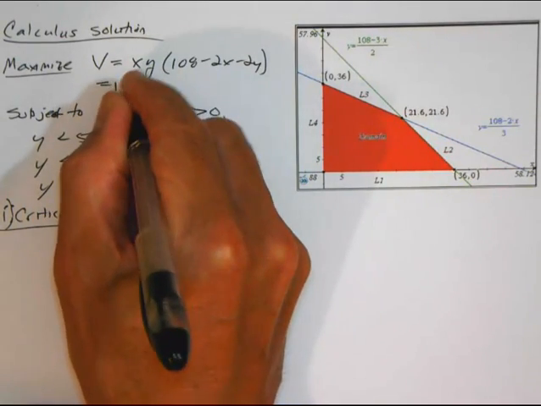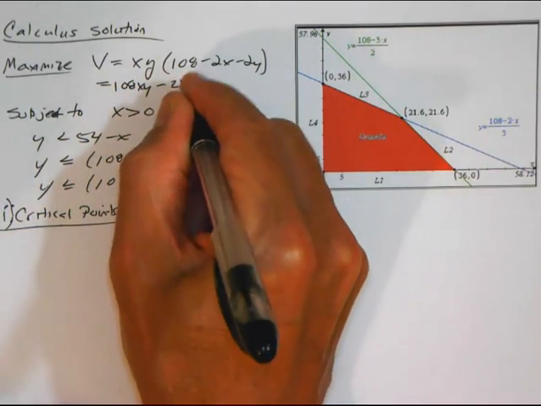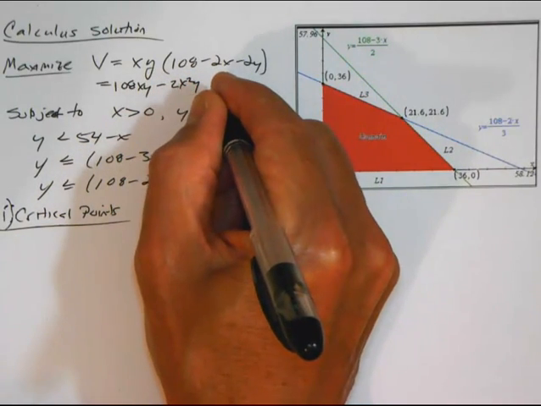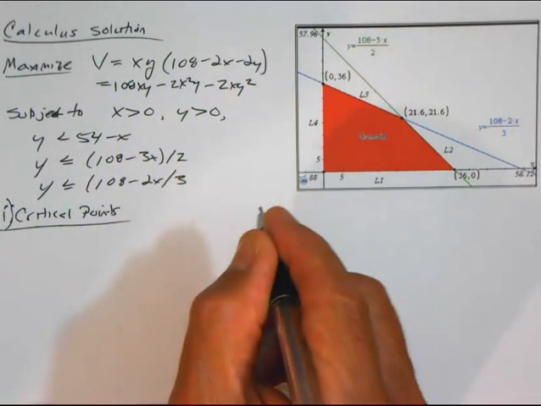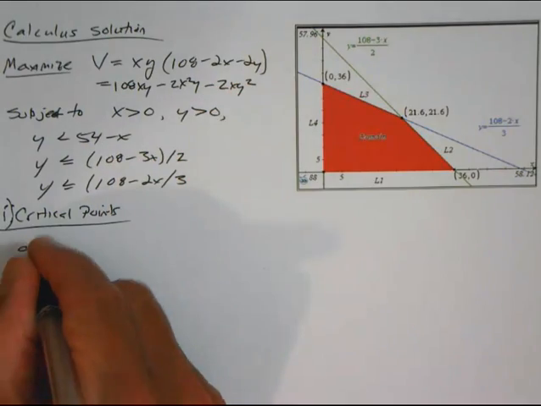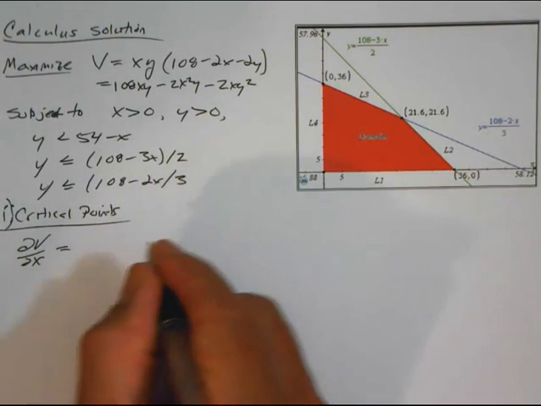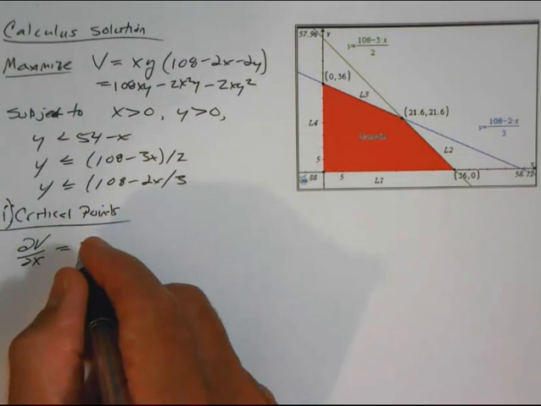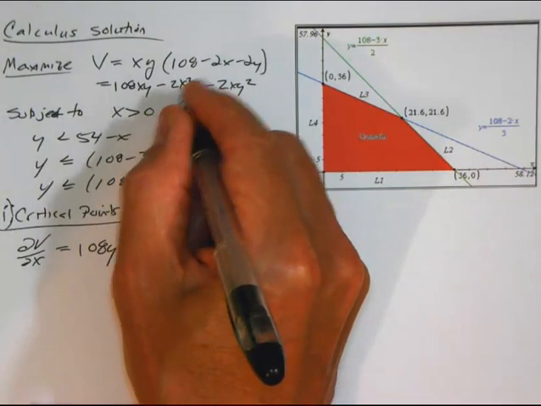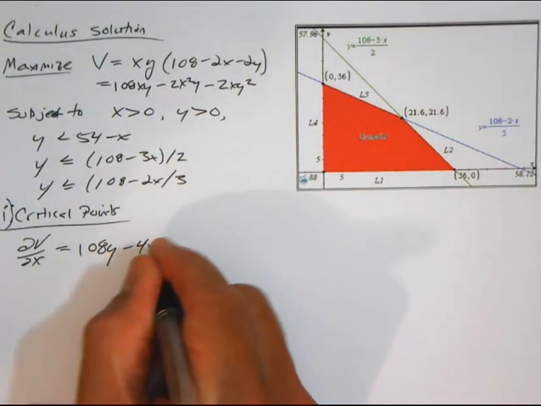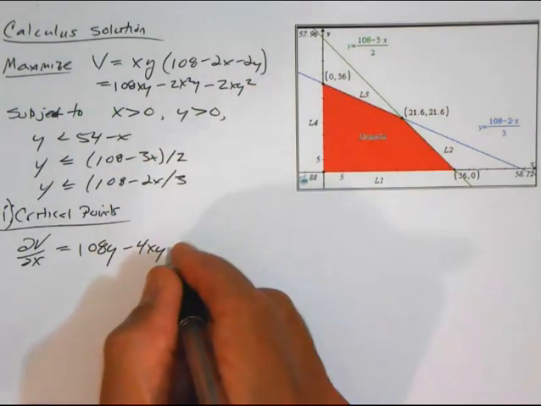This would be 108xy minus 2x squared y, and then minus 2xy squared. Okay, now starting here, dv dx, partial derivative, and what do we get here? Looks like we're going to get a 108y minus a 4xy, and then minus 2y squared.